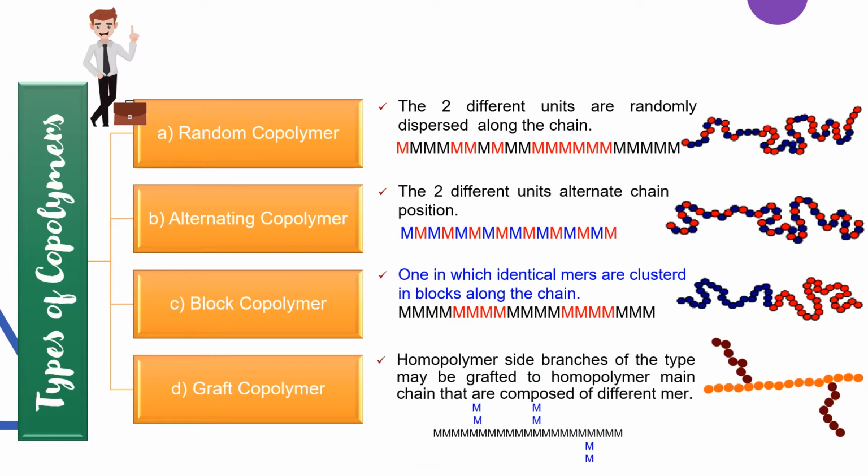And the last is known as a graft copolymer, in which homopolymer side branches of one type may be grafted onto a homopolymer main chain that is composed of a different mer.